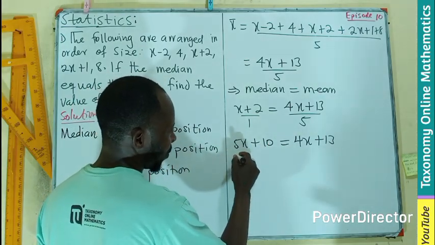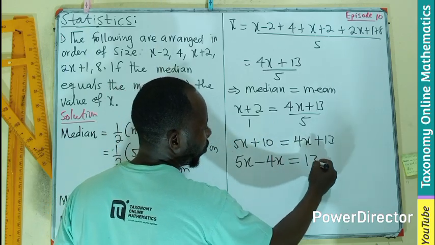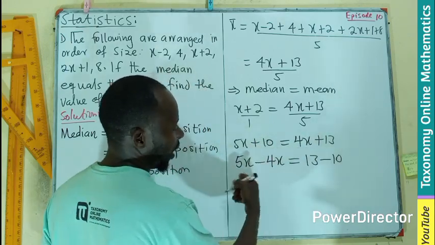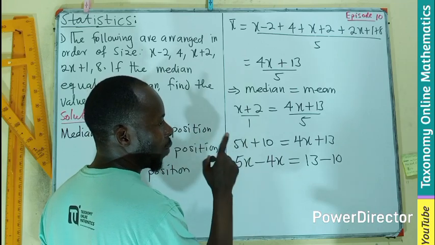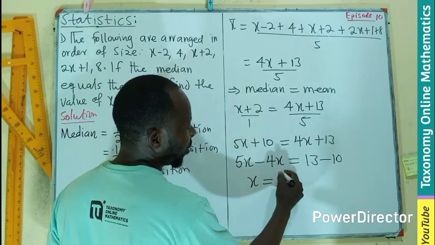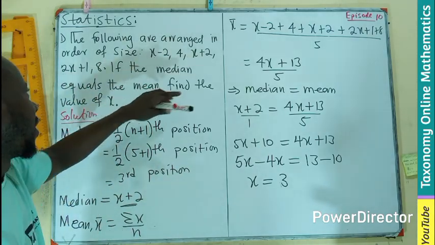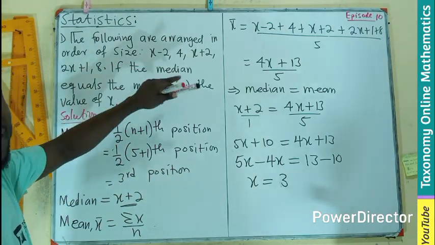Meaning I bring this over and send that one there: 5x minus 4x equals 13 minus 10. If you subtract 4 from 5, you get 1, so 1x will be equal to 3. So the value of x is 3.